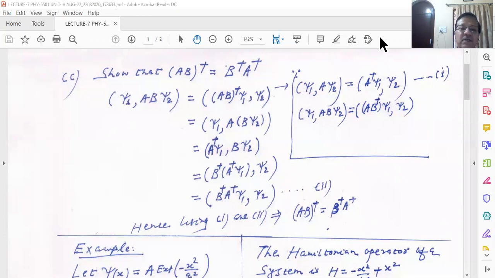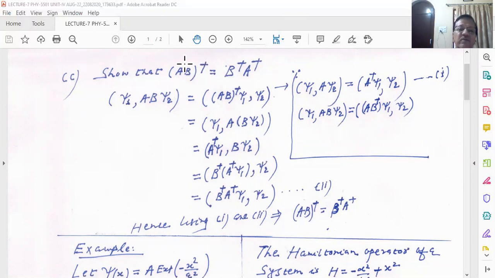Friends, in the previous lecture, I discussed the Hermitian adjoint of an operator, and we discussed some important properties of the Hermitian adjoint. We also discussed the Schmidt orthogonalization method to find a set of orthogonal eigenfunctions of a Hermitian operator. Last time I discussed several problems, and problem number C was given for homework. Let us revise this problem.